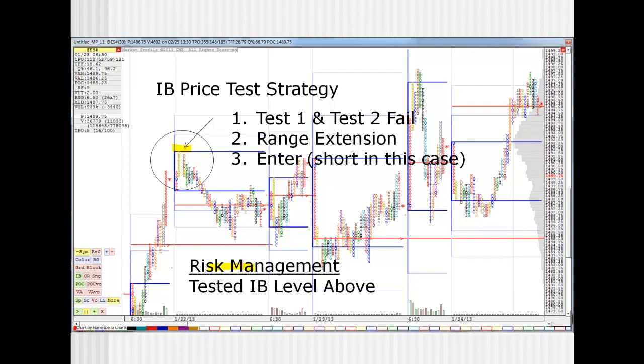Of course, you could push your stop lower, make it tighter as the trade progresses, but this is our starting risk management level or point for this short trade.